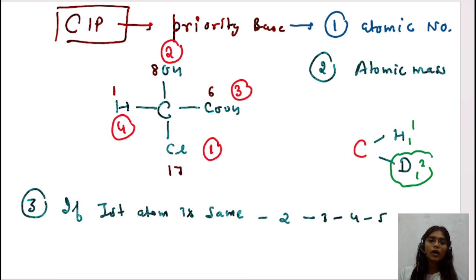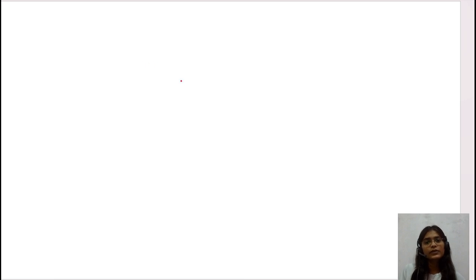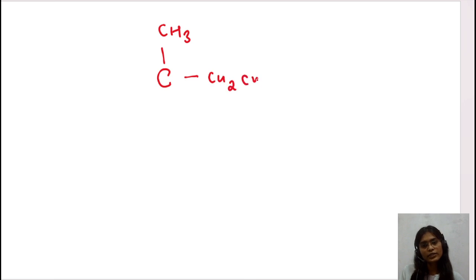For example, how about rule number 3? Look at this. Let's suppose this is my carbon and it is connected with a CH3 and with a CH2CH3. Let's just use some labels: this is my A and this is my B. Can you tell me, between A and B, which one has the maximum priority here?